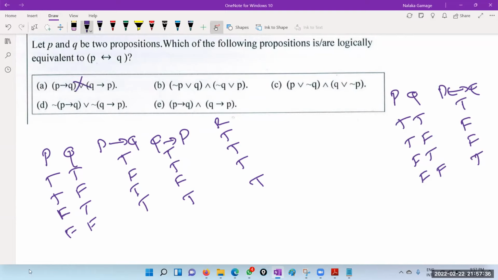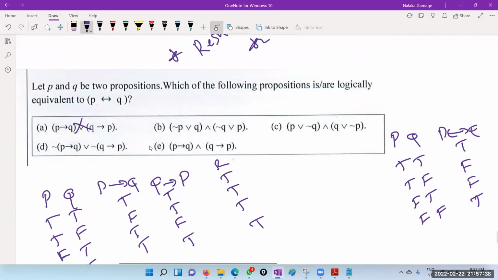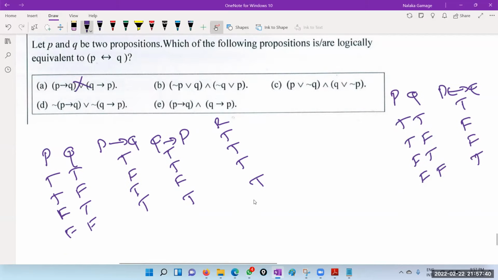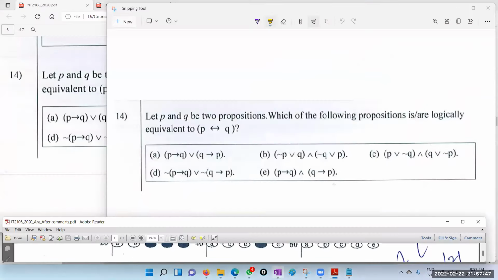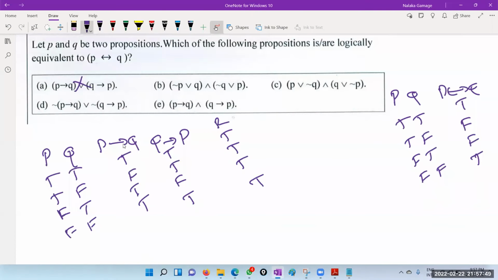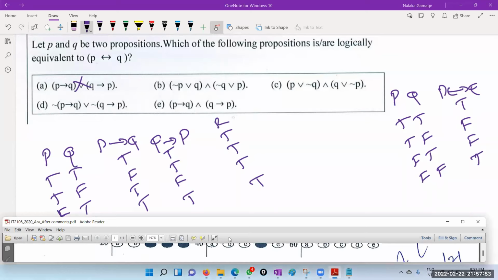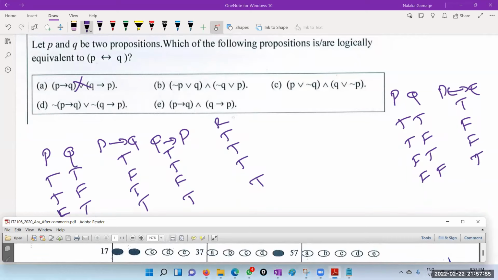I will take the answer and show you that you get this one, because otherwise it will take a lot of time. This is question 14, right? What is 14's answer? Let's take one of the answers and I will show you that it is correct. B is the answer.